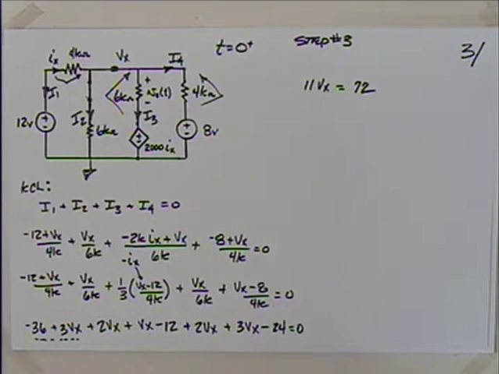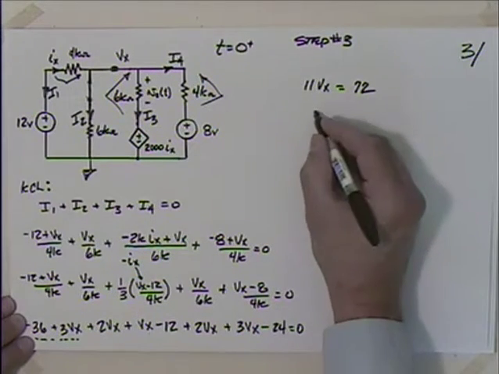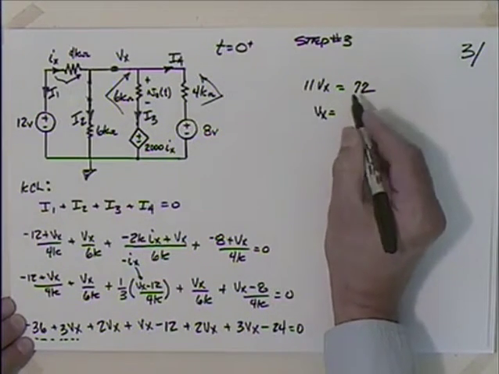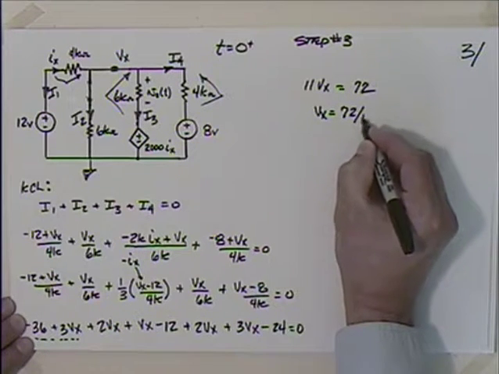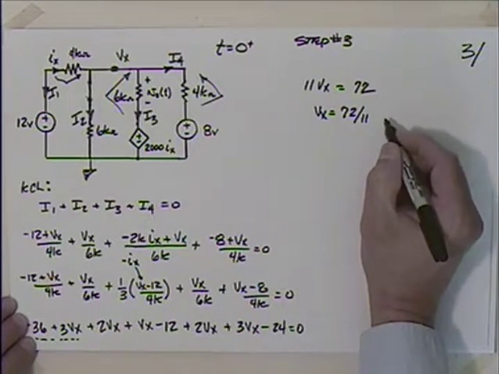Okay, let me double check that so I don't propagate an error. Yeah, I think we're good with that. So I could say that Vx is equal to, what, 72 over 11 volts.